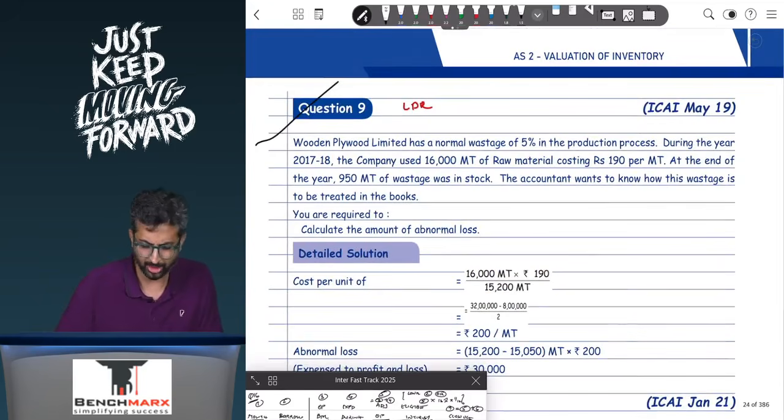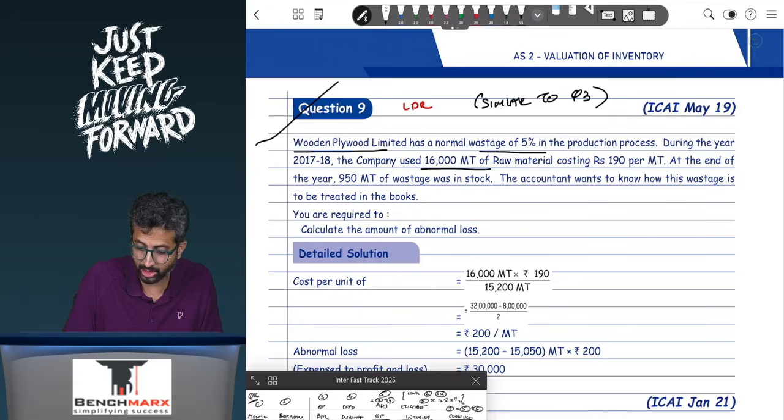Okay, next we have question number 9. This is similar to question number 3. Wooden Plywood Limited has a normal wastage of 5%. During the year 17-18, company used 16,000 tons of raw materials at 190 per kg. At the end of the year, 950 metric tons was in stock.